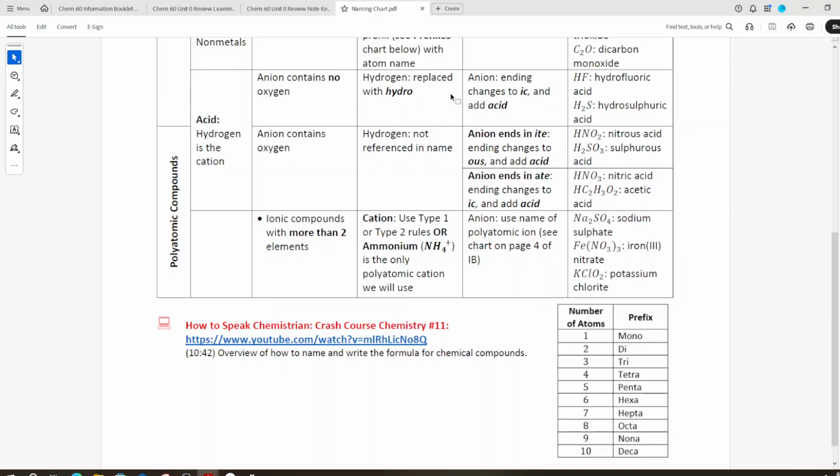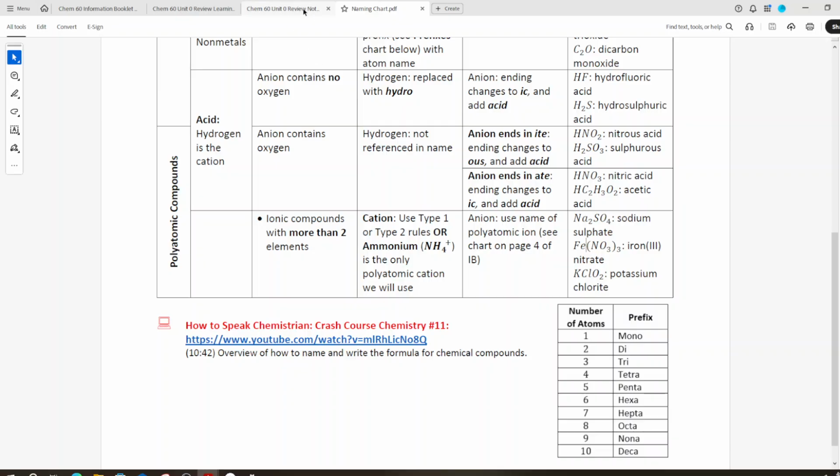So when you're having an acid like HF, if it doesn't have an oxygen, you replace hydrogen with hydro, and then you change the ending of your anion to ic, and then add the word acid. So HF would be hydrofluoric acid. H2S would be hydrosulfuric acid.